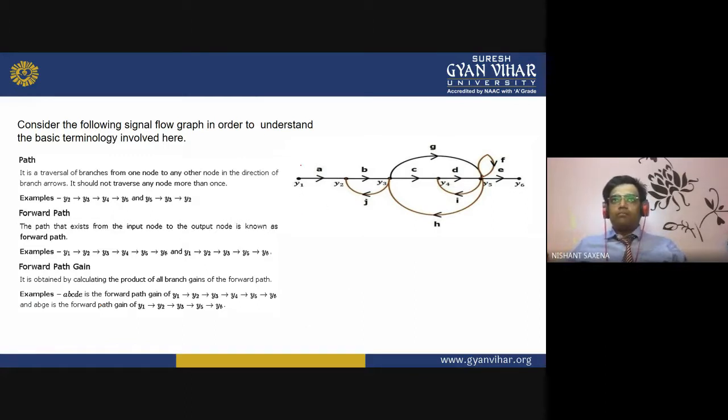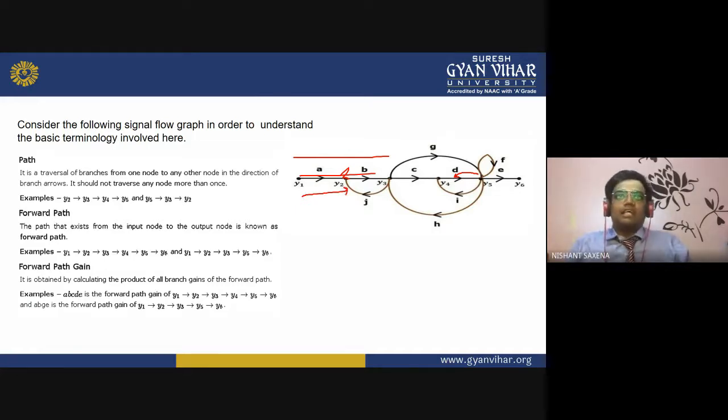the traversal of branches from one node to another in the direction of the branch arrows. That means we are moving along this one. Okay, so this is a path. This is not a path. That means if we are moving from this node to this node against the arrow, we will not consider it as a path. The forward path is only along the direction of the arrow.